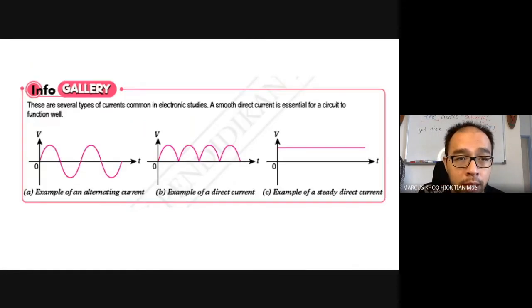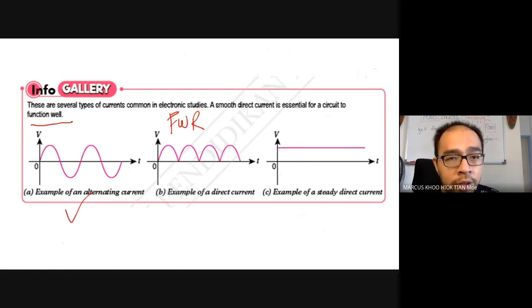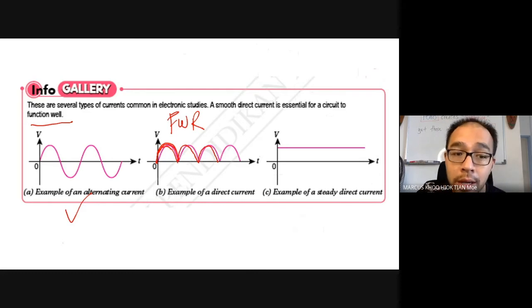Okay, now there are several types of currents. This is in your textbook. Okay, a smooth direct current is essential for a circuit to function well. So this is alternating current, and this is an example of a direct current selepas kena rectify. Okay, this is already full wave rectification. But the problem with alternating current is this, the current that is flowing, dia makin besar, makin kecil, makin besar, makin kecil, makin besar, makin kecil. Okay, it is not as bad.